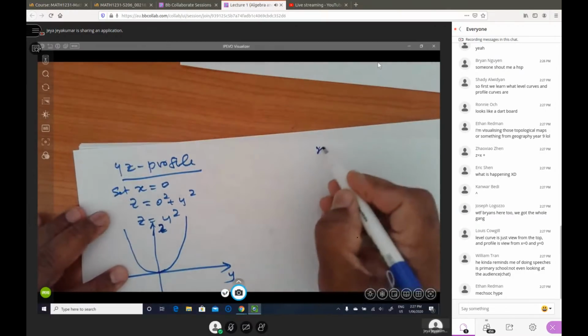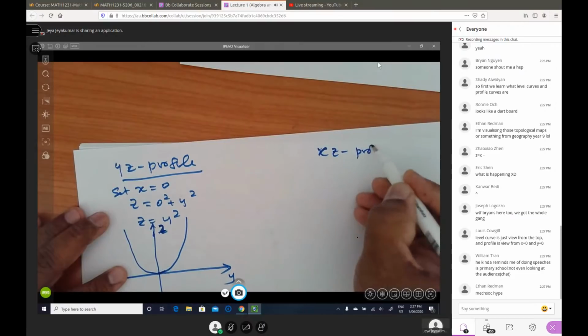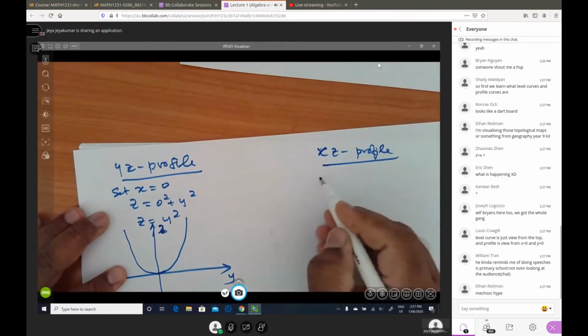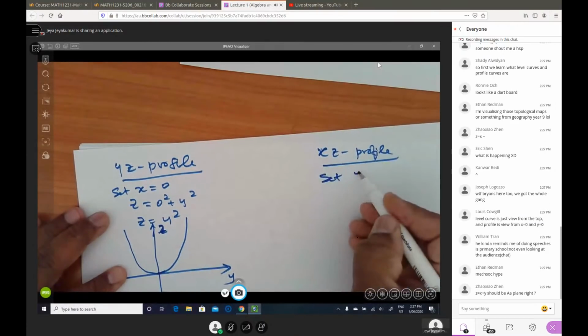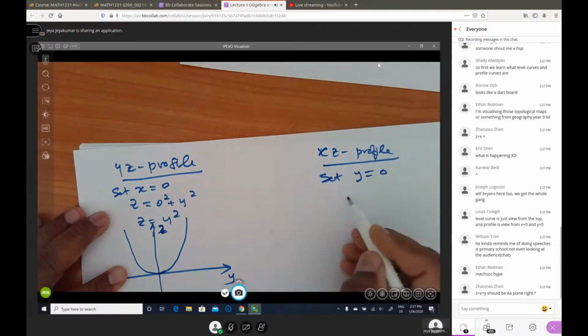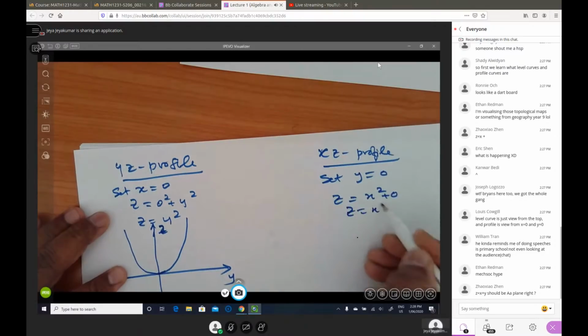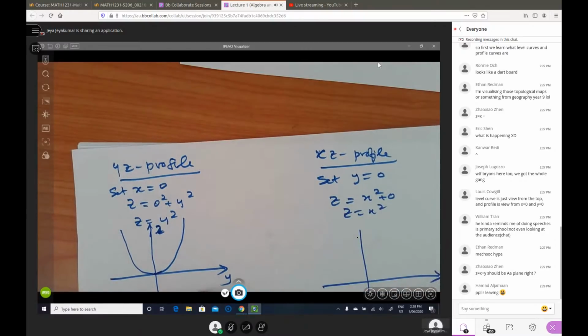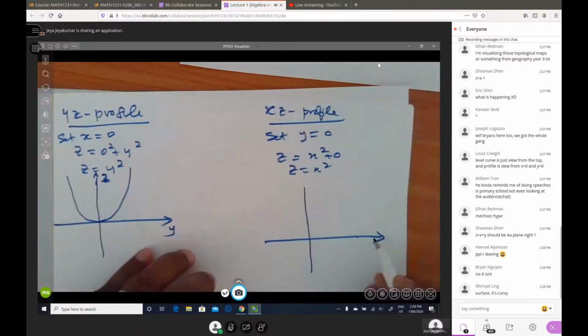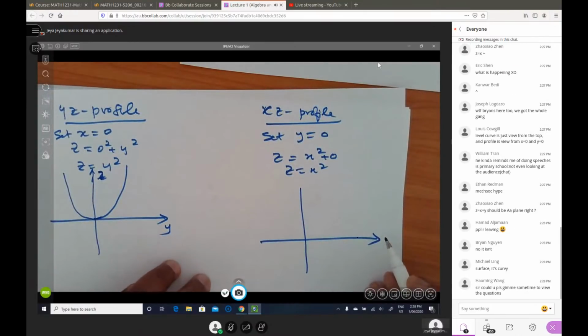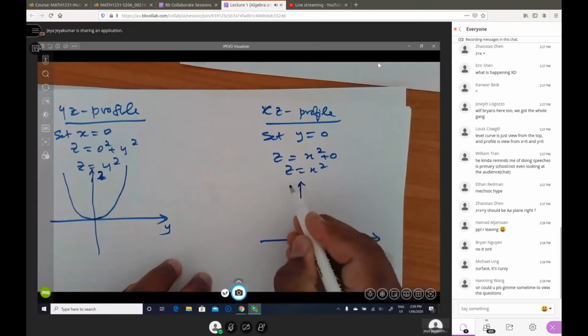Similarly, let's look at the xz profile. And again, xz profile, y equals 0. So that gives you z equals x squared plus 0. That's z equals x squared. Again, that is a parabola here.